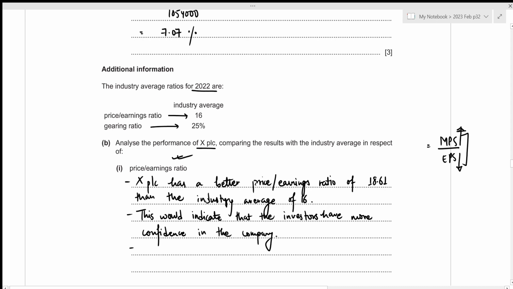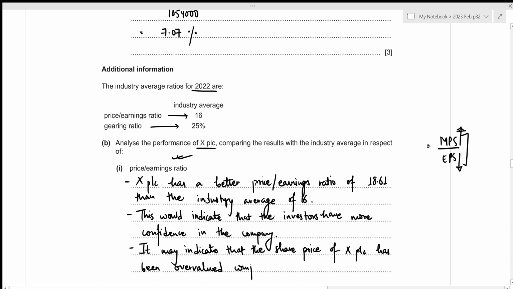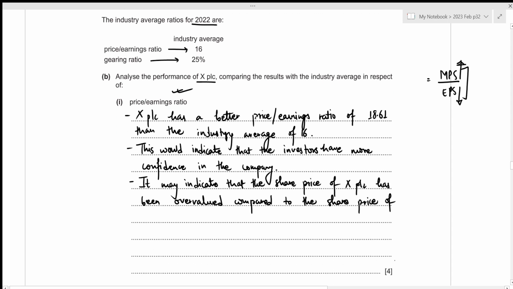and due to this confidence in the company, it might also indicate that the share price of X PLC has been overvalued compared to the share prices of other companies in the industry. Let's write it down. It may indicate that the share price of X PLC has been overvalued compared to the share price of other companies.